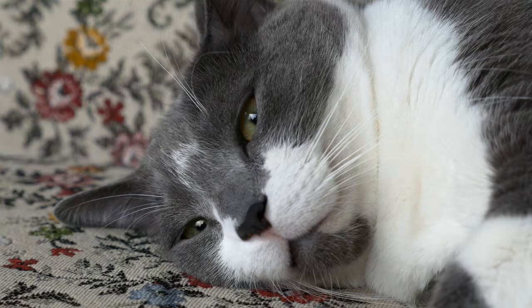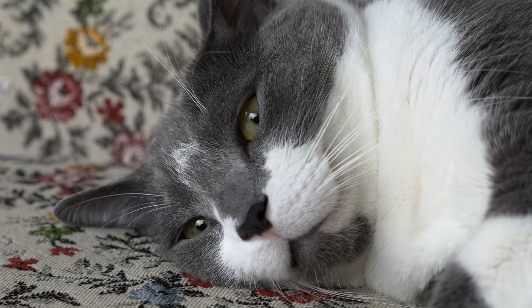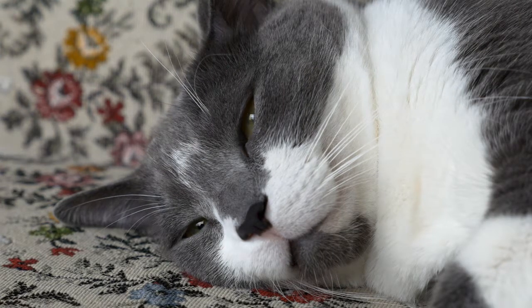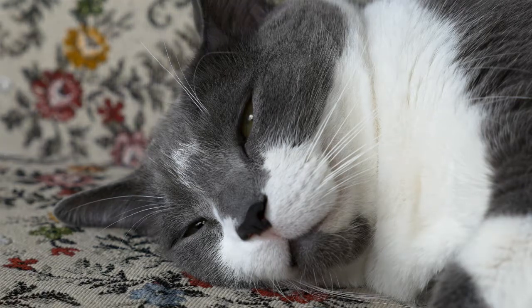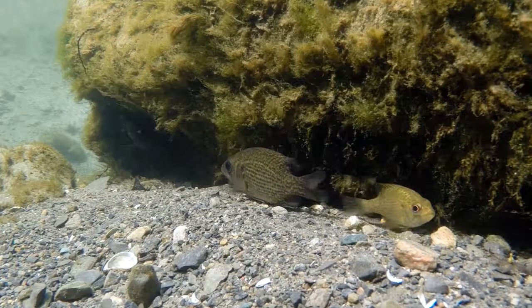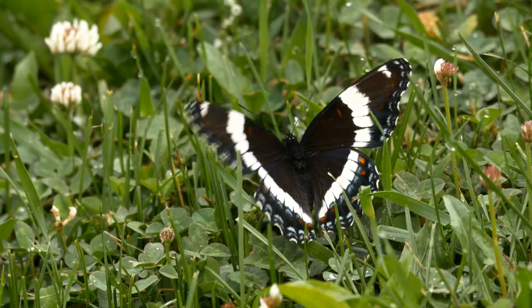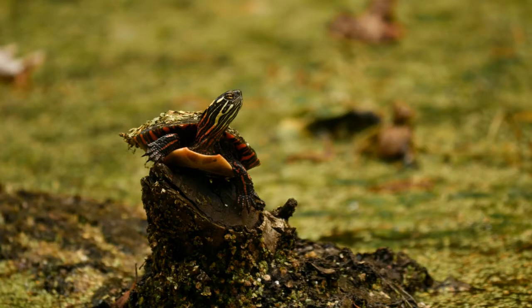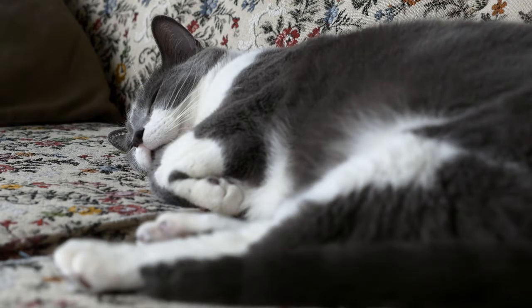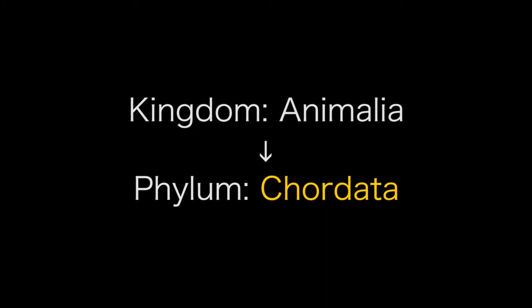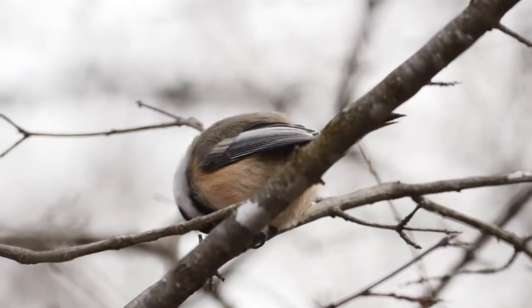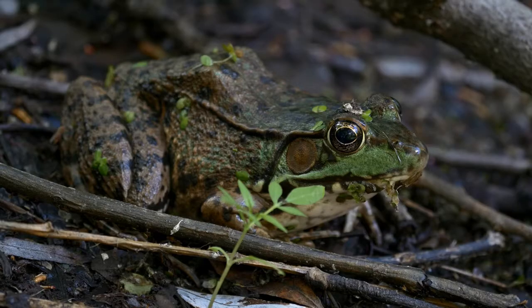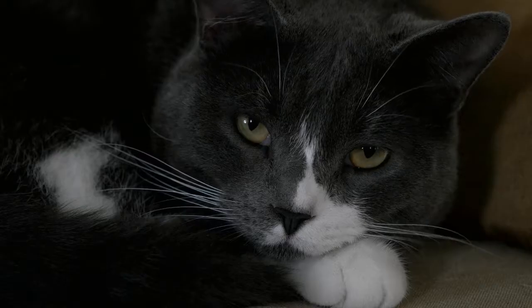So the easiest way to understand classification is to take a simple example. If we take something like a cat, a species that most of us are familiar with. They belong in the kingdom Animalia, the animal kingdom. So they're related to fish and butterflies and turtles. So that's a pretty broad level classification. We move down to the phylum Chordata. These include mostly things that we're familiar with as vertebrates, as well as a few closely related animals.